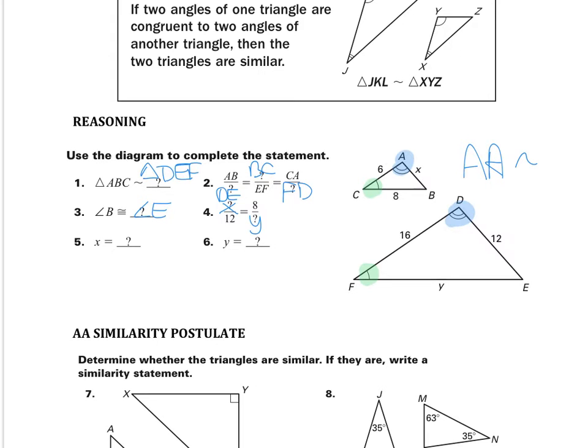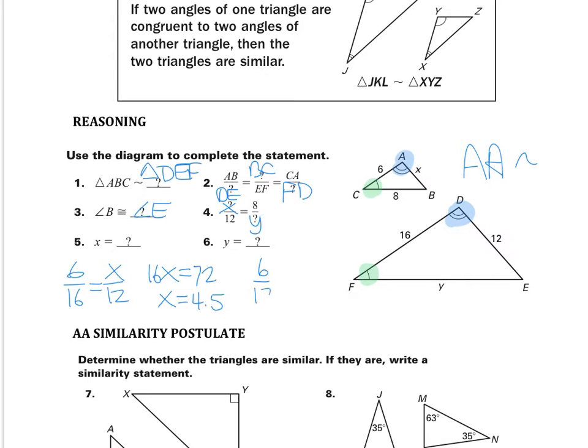So to solve for X, we set up 6 over 16 equals X over 12. So I went from small to large. I need to make sure that I go from small to large. So 16X equals 72. X equals 4.5.